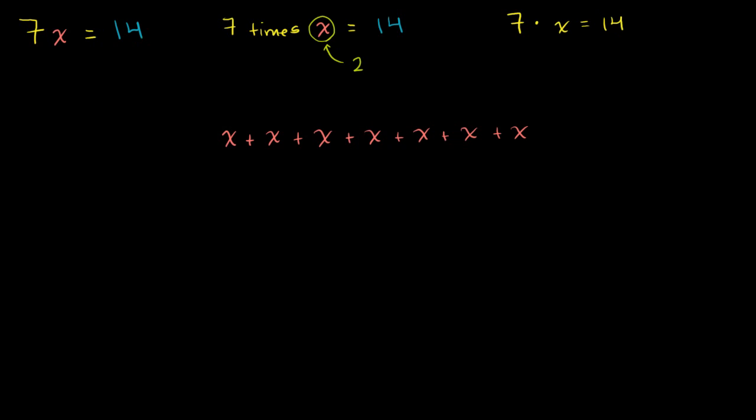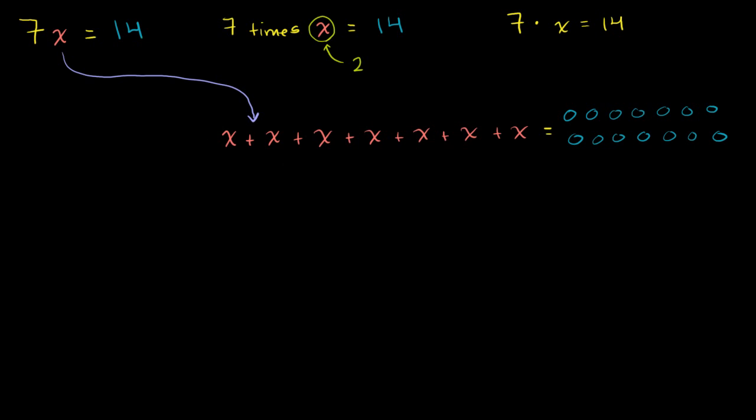Let me rewrite it down. This right here is 7x. Now, this equation tells us that 7x is equal to 14. So it's saying that this is equal to 14. Now, let me just draw 14 objects here. So let's say I have 1, 2, 3, 4, 5, 6, 7, 8, 9, 10, 11, 12, 13, 14. So literally, we're saying 7x is equal to 14 things. These are equivalent statements. Now, the reason why I drew it out this way is so that you really understand what we're going to do when we divide both sides by 7.